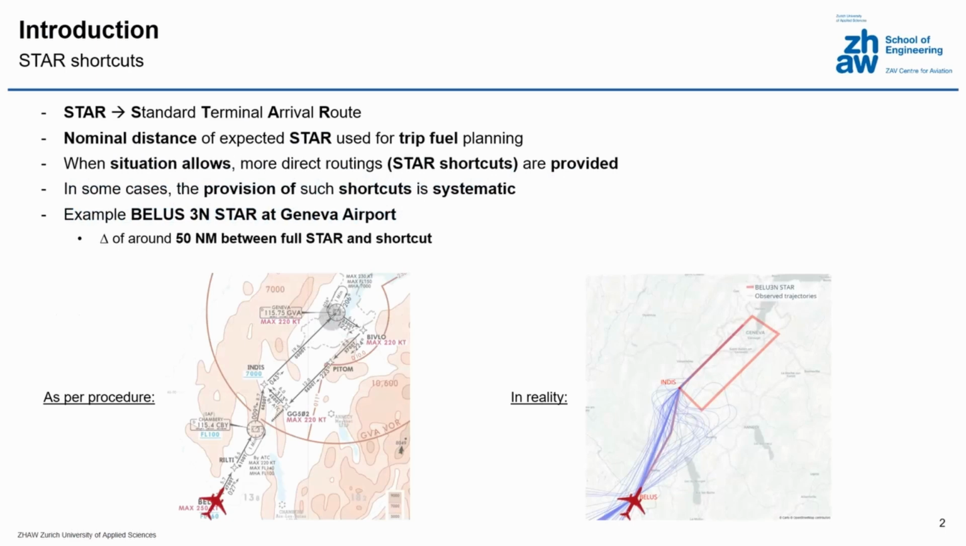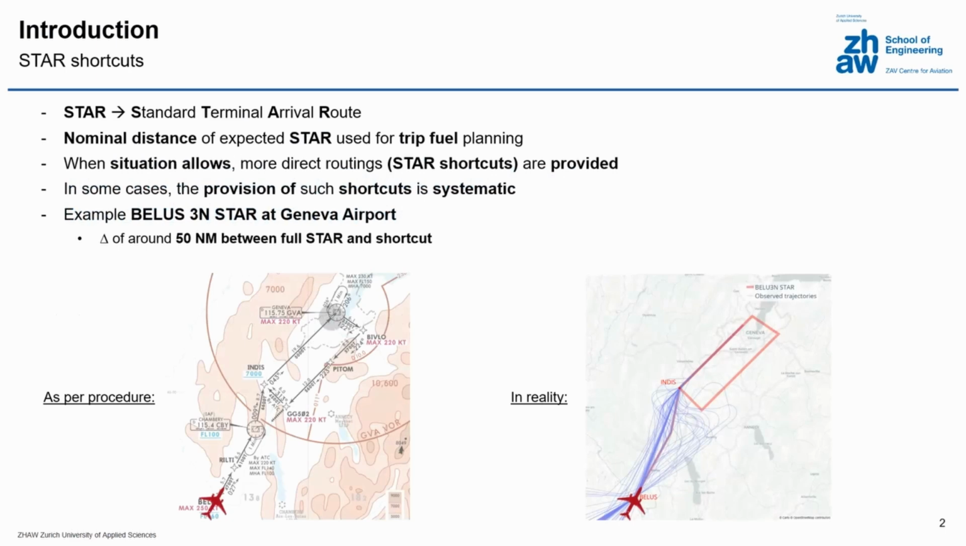And during pre-flight fuel planning, or more specifically to determine the amount of trip fuel that is required for a flight, one aspect that is considered is the distance of the nominal STAR procedure, which is expected at the destination airport. But of course, in reality, it can happen that air traffic control will provide shortcuts, which then means that a certain portion of the STAR is bypassed, resulting in shorter distances that are flown. We then, however, learned that in some cases, for some STARs, the provision of such shortcuts is systematic, therefore then also leading to systematic discrepancies between the distances that are used for fuel planning and the ones that are actually flown.